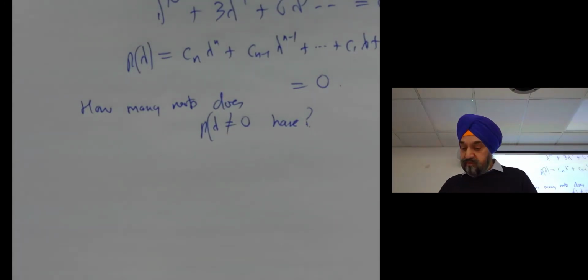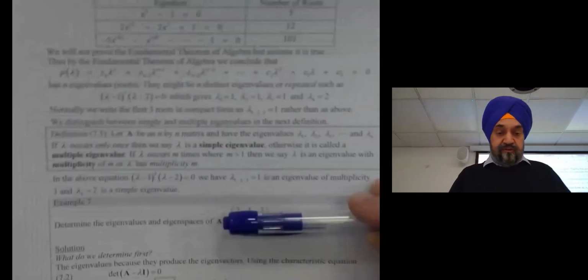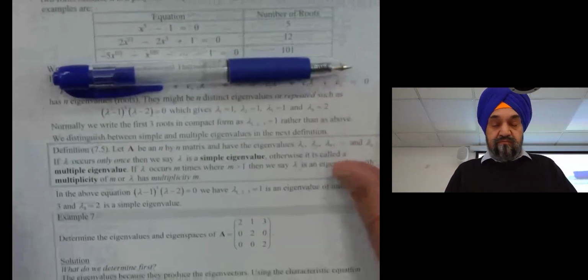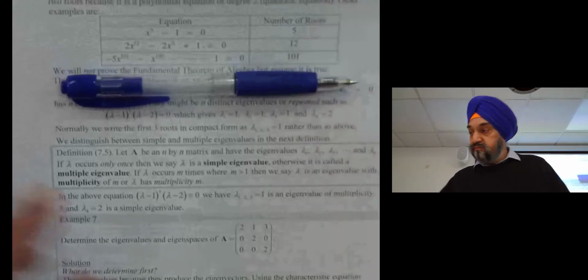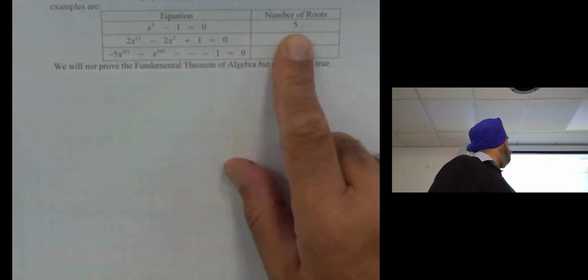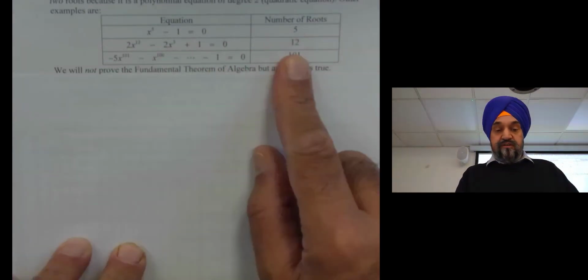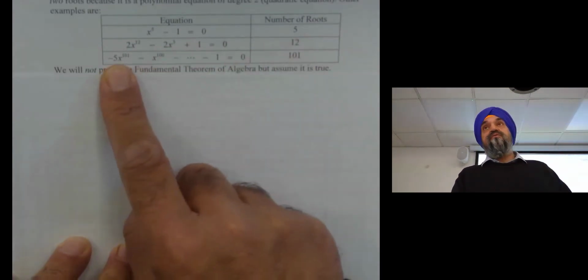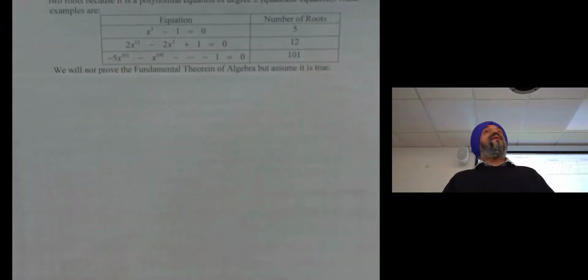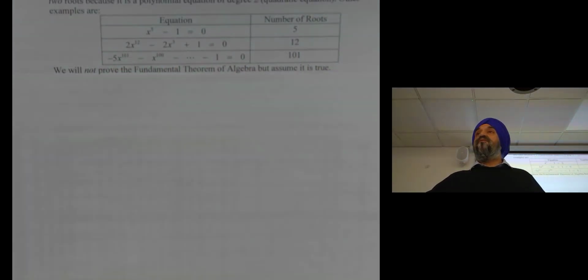So here are some examples. You've got an equation of degree 5 there, so it'll have 5 roots. An equation of degree 12 will have 12 roots. An equation of degree 101 will have 101 roots. But they may not all be different.